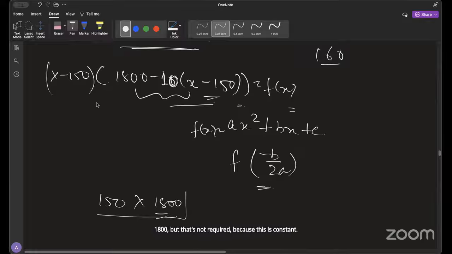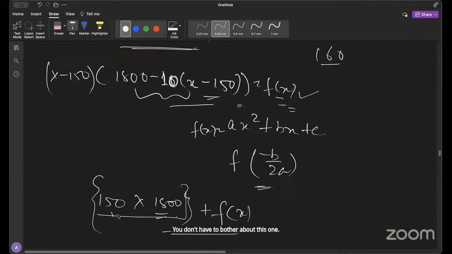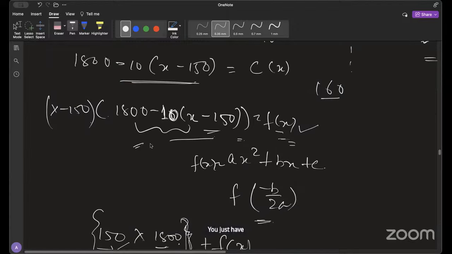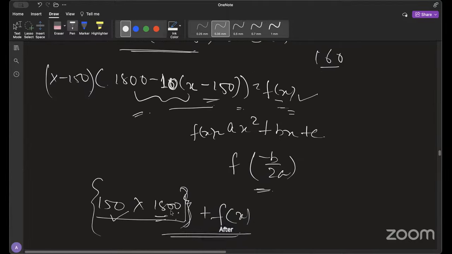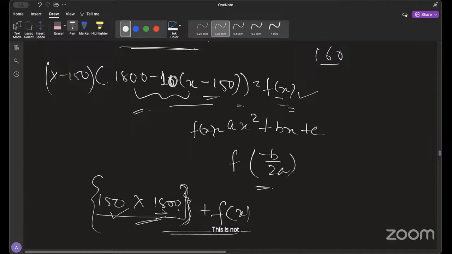But that's not required because this is constant. So let's call this f(x). Maximizing just this thing, or maximizing this entire thing, is the same. So you can just maximize this instead. You don't have to bother about this one. For the first 150 clothing items, the price is 1800, but you don't have to bother about this. You just have to maximize this after 150.